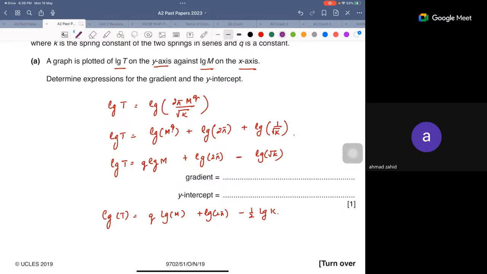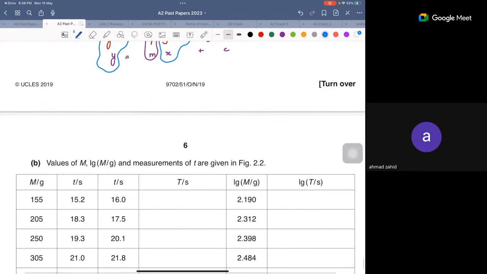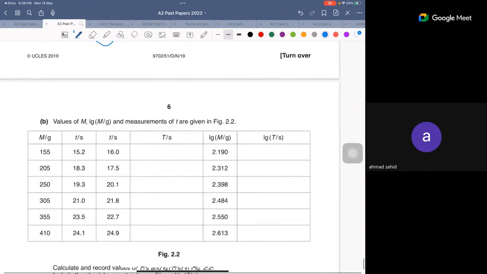Now you want to basically compare this with y equals mx plus c. So all of this becomes c. So you can write LG 2 pi minus half LGK as c. And obviously the other thing is the gradient. Gradient is this, which is q, and the x axis needs to be LGN and y axis needs to be LGT. So if I were you, I'd do this like this. Okay. Then what happens is that in this part, which is the most important, to make the table, I'm going to just teach you some of the things here.